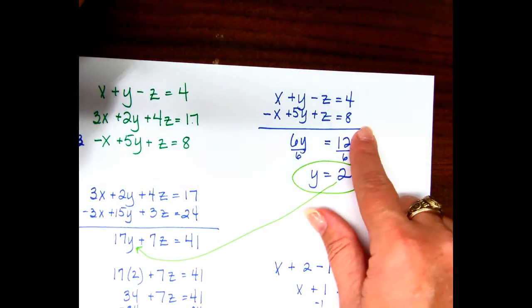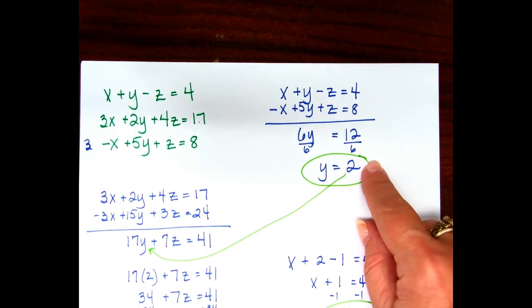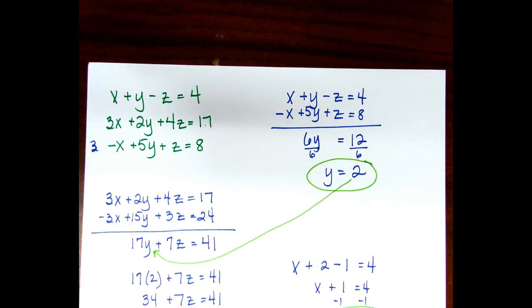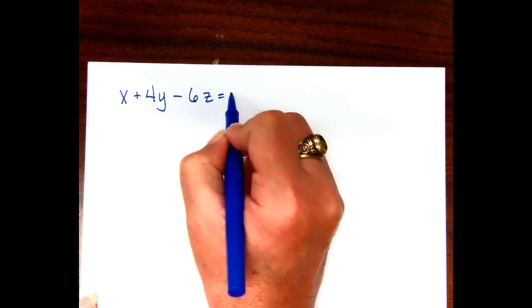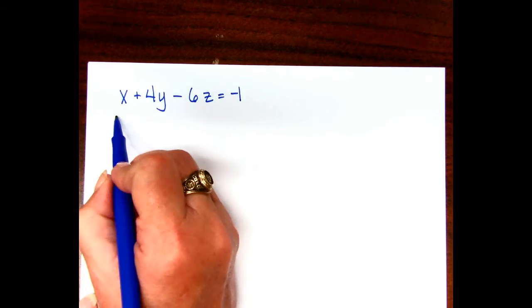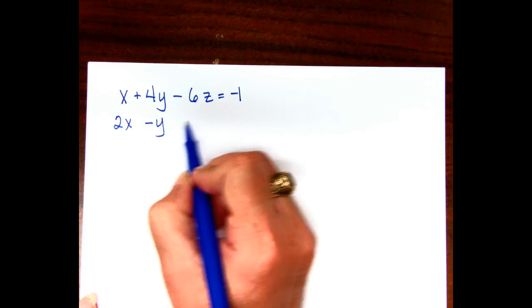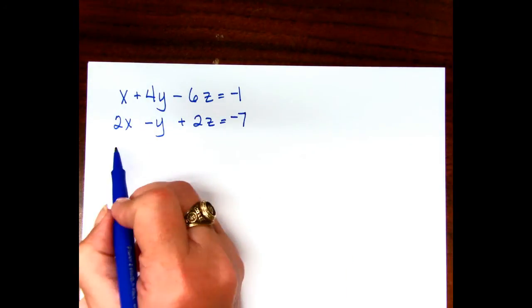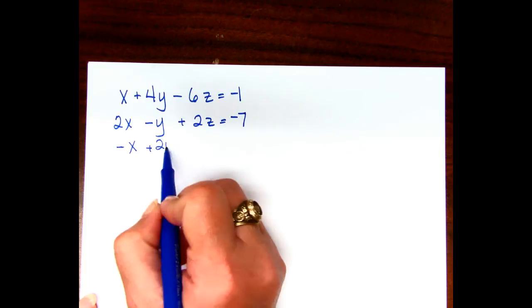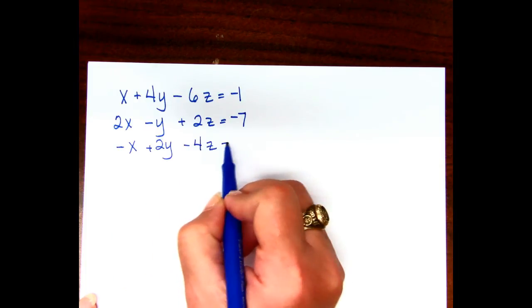So are we always going to get lucky and have 2 of the variables eliminate right in the first step? No, so maybe we should do one where we didn't get lucky. Is that okay? Let's do one like that. We have x plus 4y minus 6z equals negative 1. We have 2x minus y plus 2z equals negative 7. And we have negative x plus 2y minus 4z equals 5.